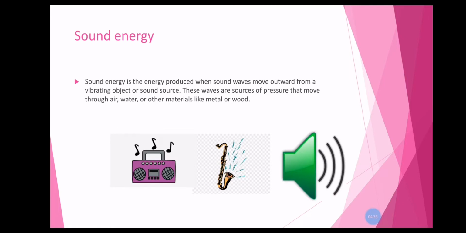Sound energy. This is the energy produced when sound waves move outward from a vibrating object or sound source. These waves are sources of pressure that move through air, water, or other materials like metal or wood. So when you have any sound, it means the waves are holding the sound and moving. This is why you have sound energy.